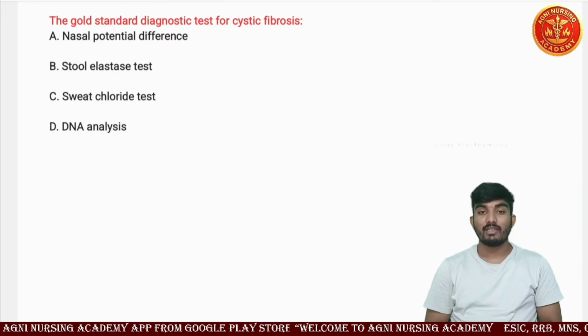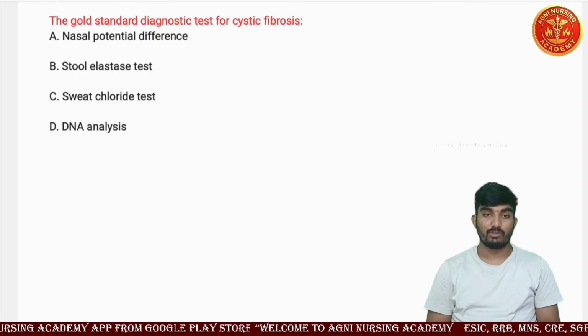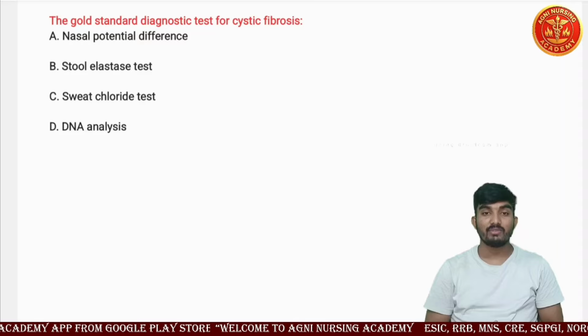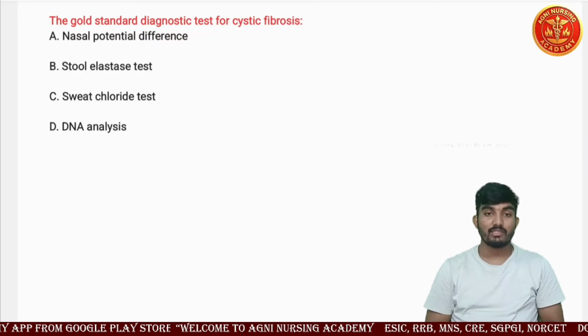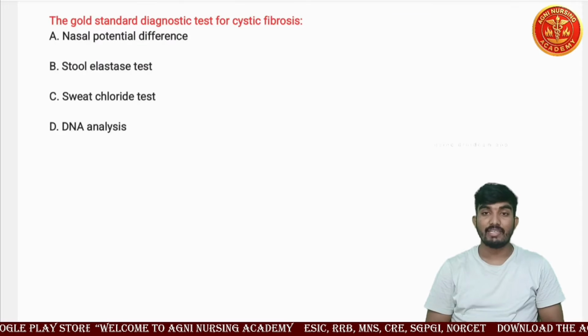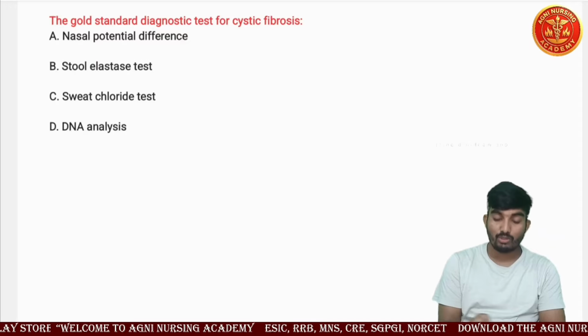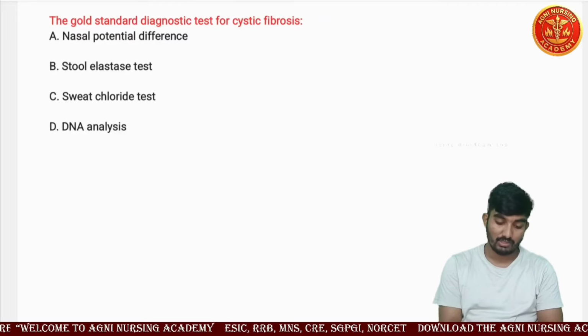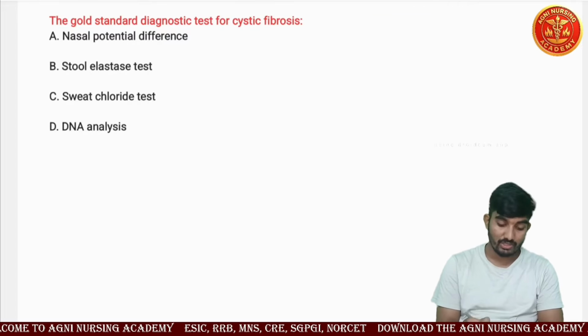The gold standard diagnostic test for cystic fibrosis. Option A, nasal potential difference. Option B, stool fat test. Option C, sweat chloride test. And option D, DNA analysis. We'll discuss it in detail in the case of cystic fibrosis. First, let's go to the answer for this question.